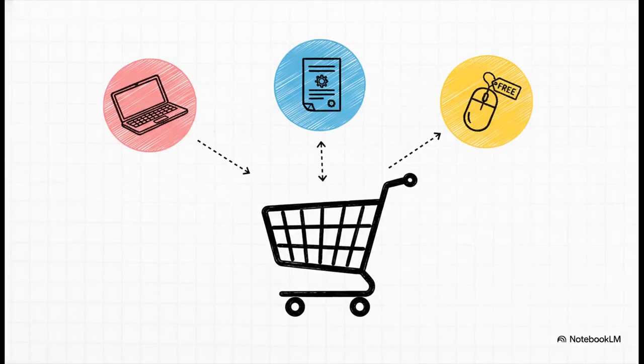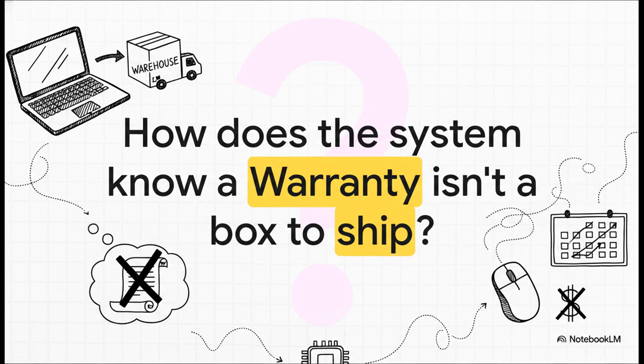All right, let's make this real. Picture yourself shopping online. You toss a new laptop in your cart. That's a physical thing. Then you add on an extended warranty. That's a service, right? And hey, there's a promo, so you get a free wireless mouse. Awesome. So to you, it's just three things in your cart. But to the company's back-end system, these are three totally different beasts that have to be handled in completely different ways.